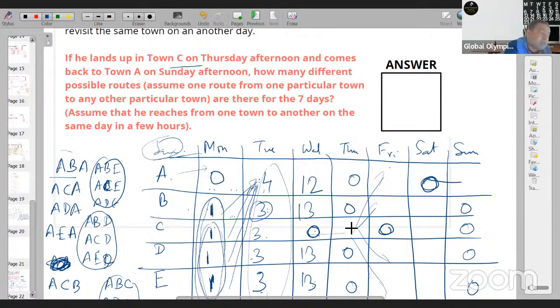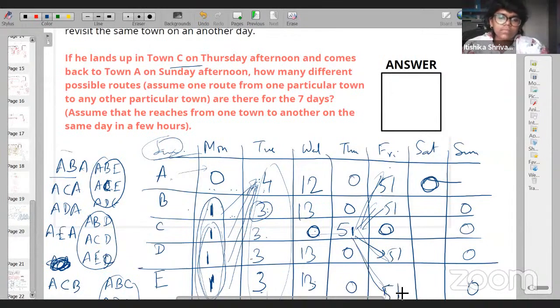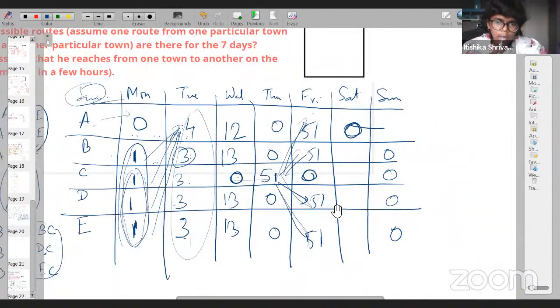We get 39 plus 12. We get a 51 here. This 51 will come here. This 51 will come here. The same 51 will come here. The same 51 will come again here. All right. Now let's look at this.